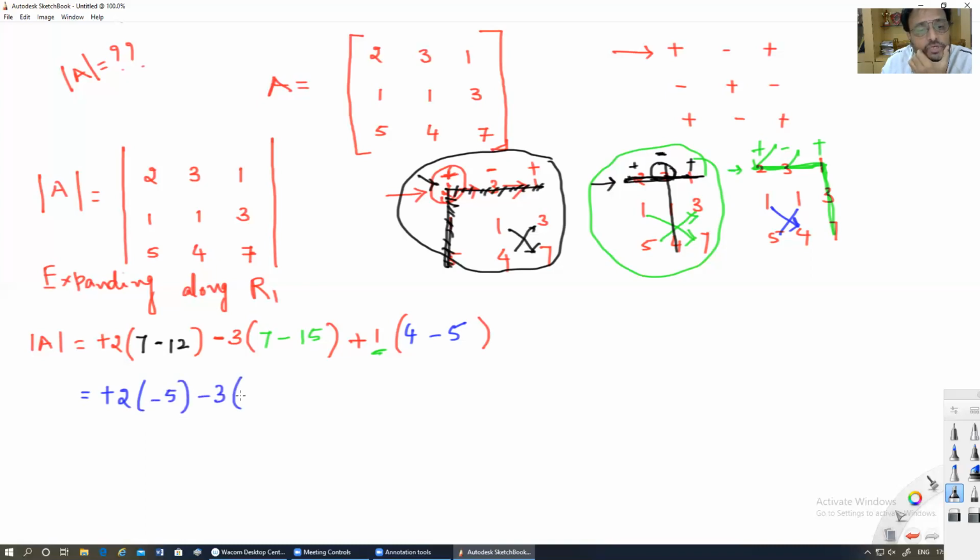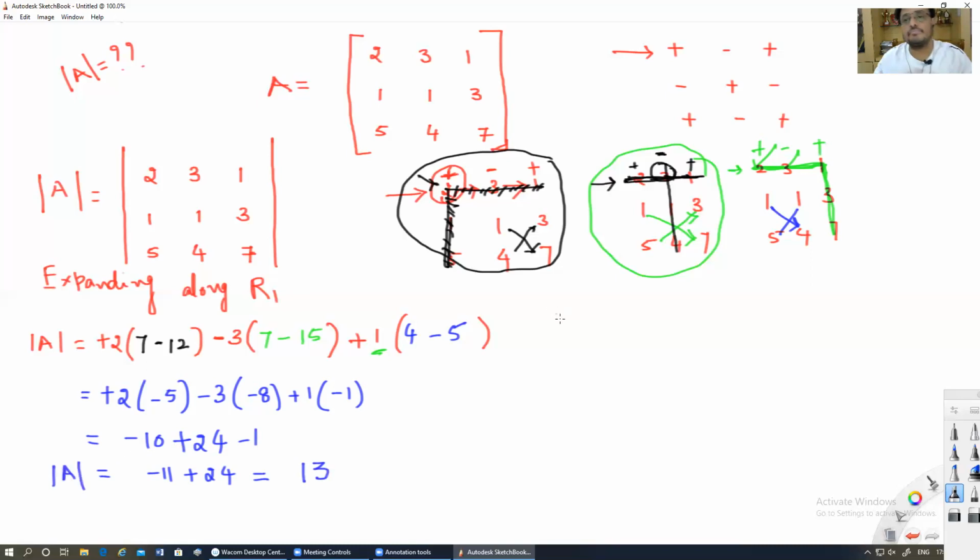minus 3 into 7 minus 15. So here 7 minus 15 is equal to minus 8, and plus 1 into 4 minus 5 minus 1, and simplify it, that is equal to minus 10 plus 24 and minus 1. That is equal to minus 11 plus 24. That is 24 minus 11, it is equal to 13. The determinant of A is equal to 13.